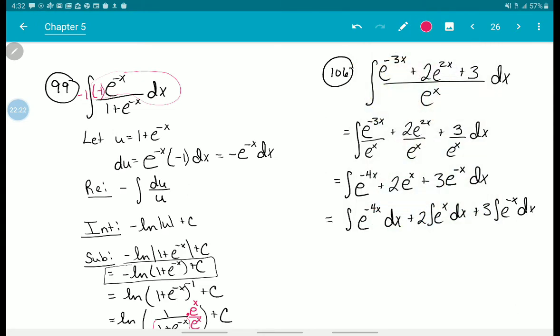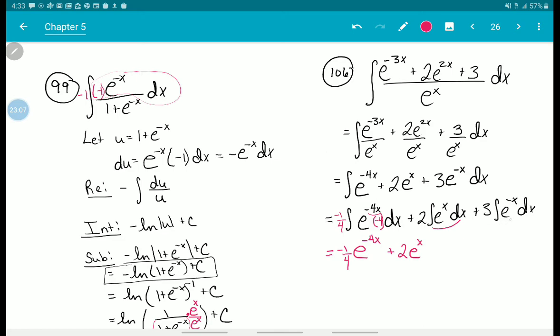So let's think about our u substitutions. If u is this negative 4x, du would be negative 4 dx. So we're missing the negative 4 here. We can multiply it in as long as we compensate with a negative 1/4. So if we integrate that piece, when we integrate e to the u, we're going to get e to the u. The next one, we have 2 times this integral. When we integrate e to the x, it's just e to the x.